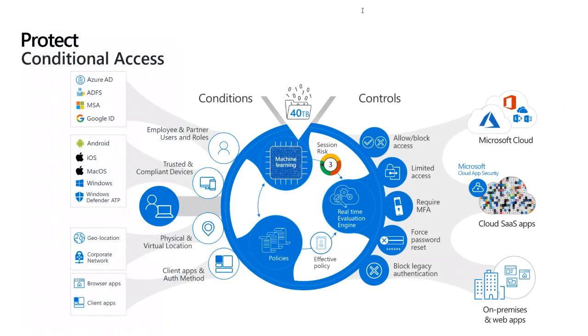So from there, let's move into conditional access. Conditional access brings signals together to make decisions and enforce organizational policies. Conditional access policies at their simplest are if-then statements. So if a user wants access to a resource, then they must complete an action or satisfy a requirement.